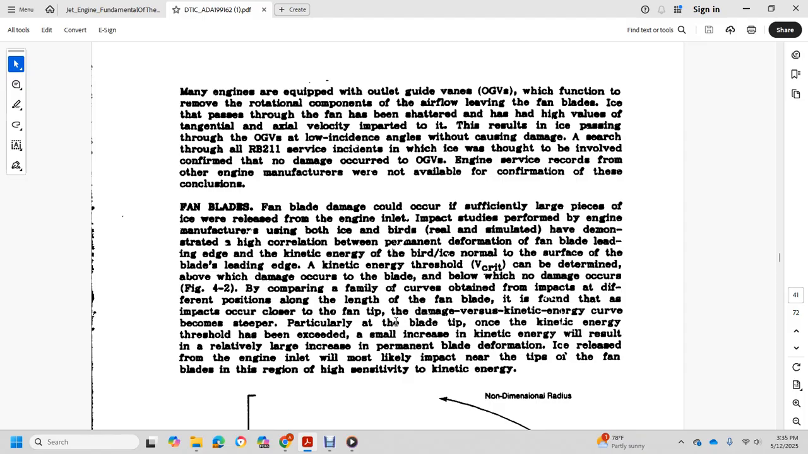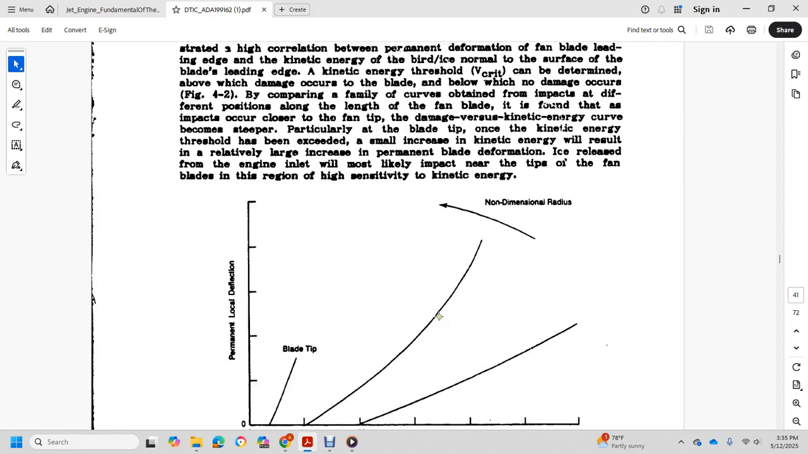Similarly, curves obtained for impacts at different positions along the length of the fan blade show that the curve becomes steeper, particularly toward the blade tip, where the kinetic energy threshold will be exceeded, and a small increase in kinetic energy will result in a relatively large increase in permanent blade deformation. Ice released from the engine inlet will most likely impact near the tips of the fan blades, reaching the region of high sensitivity to kinetic energy.